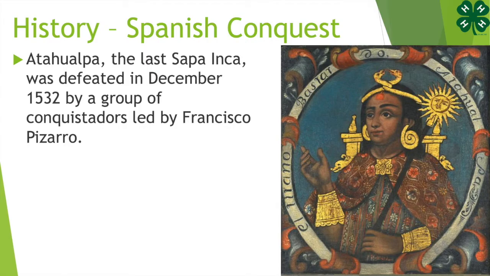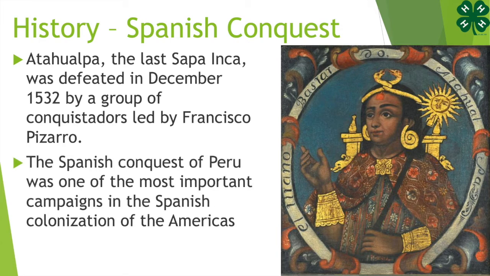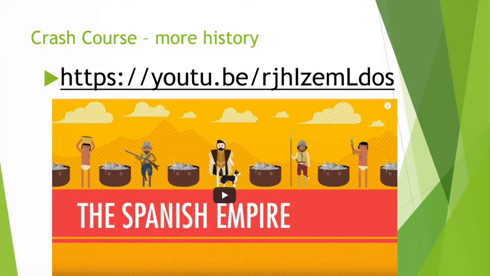Atahualpa was the last Sapa Inca, and he was defeated in December 1532 by a group of conquistadors led by Francisco Pizarro. The Spanish conquest of Peru was one of the most important campaigns in the Spanish colonization of the Americas. If you're like me and love watching John Green Crash Course videos, you can check out the Spanish Empire Crash Course and learn more about the history of Peru.